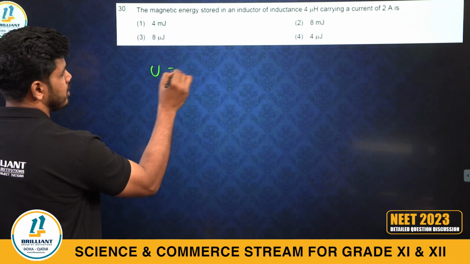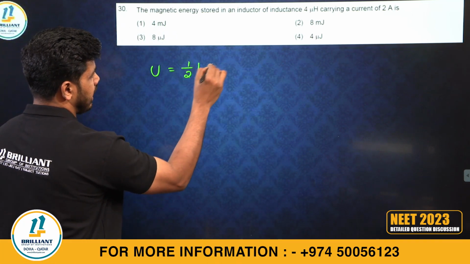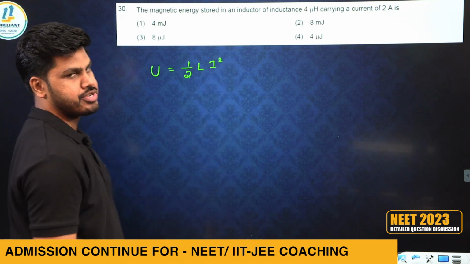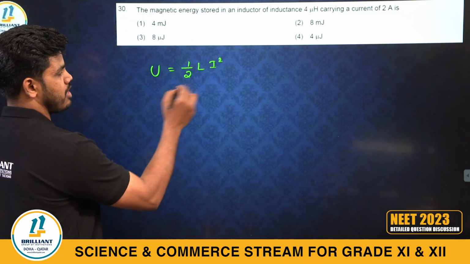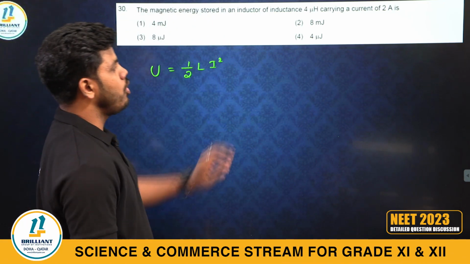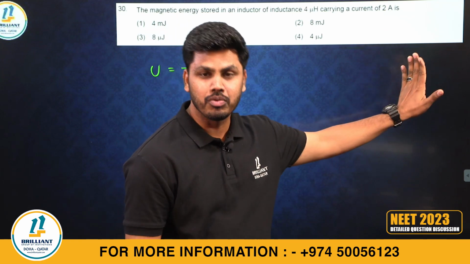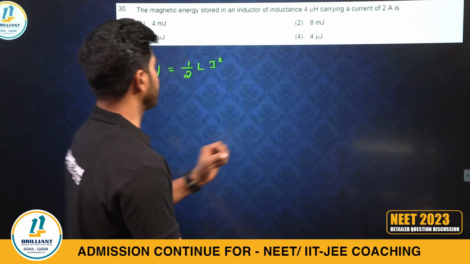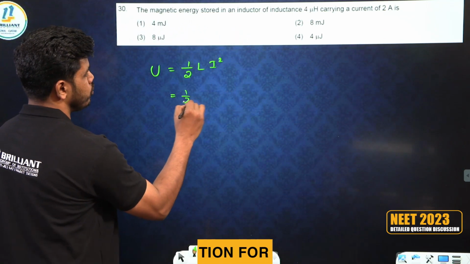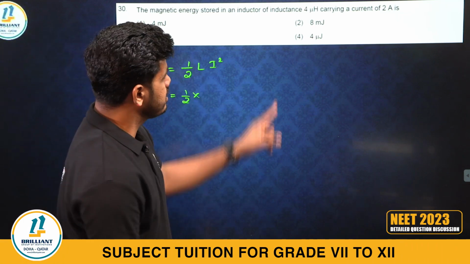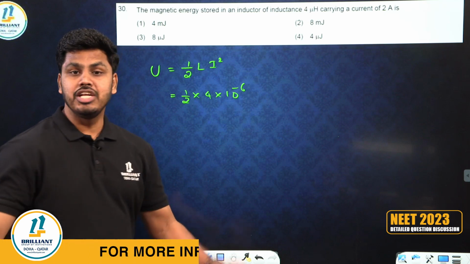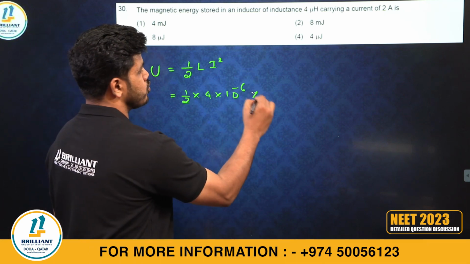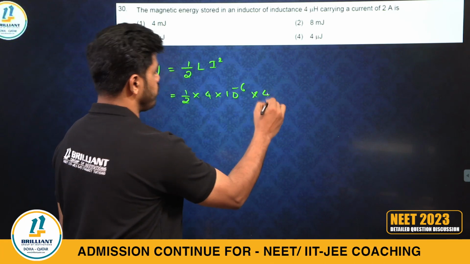Energy U is equal to half L I square is the equation. Energy stored in the inductor, that is stored in the magnetic field, right? We know. Yes. So energy stored in an inductor is half L I square. You are given all the values. You have to just find out what is the energy. Just substitute and simplify. We get half into inductance is given 4 microhenry. So 4 into 10 raised to minus 6 into I square. Current is given as 2 ampere. So it becomes 2 square becomes 4.